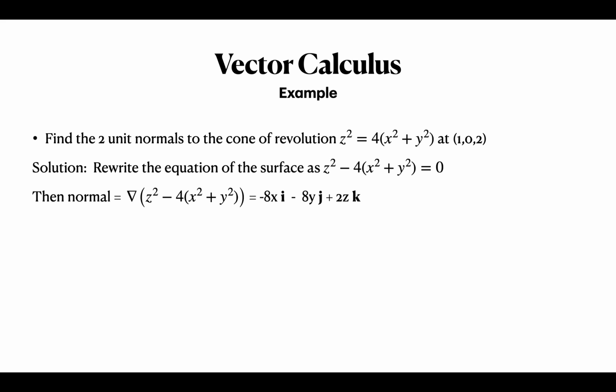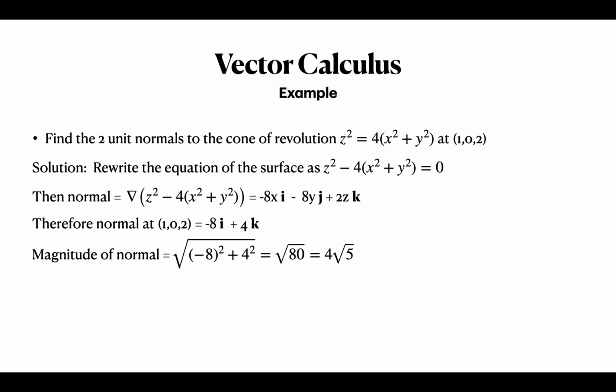Okay, that's it. I'm interested in the point 1, 0, 2. So x is equal to 1, y is equal to 0, and z is equal to 2. And in that case, I get minus 8i plus 4k. Now remember, guys, unit normals. I want a vector whose magnitude is 1. Minus 8i plus 4k, the magnitude of that is not equal to 1. The magnitude, in fact, is the square root of 80. And you can rewrite the square root of 80 as 4 root 5 if you want to, but you can leave it as the square root of 80 as well.